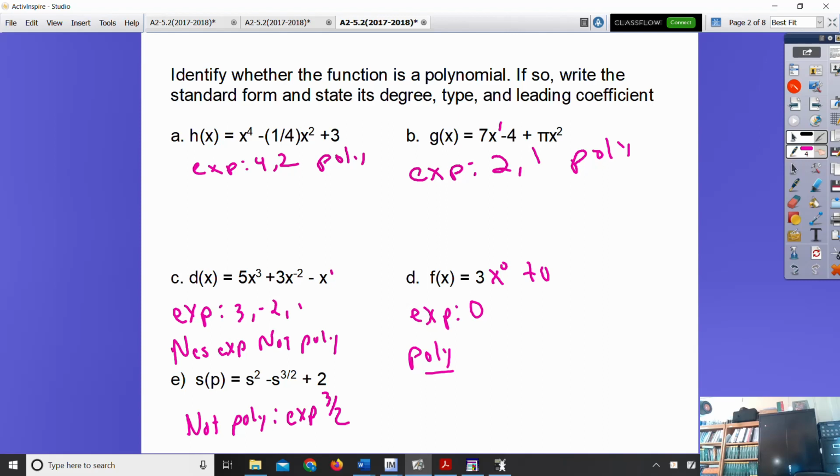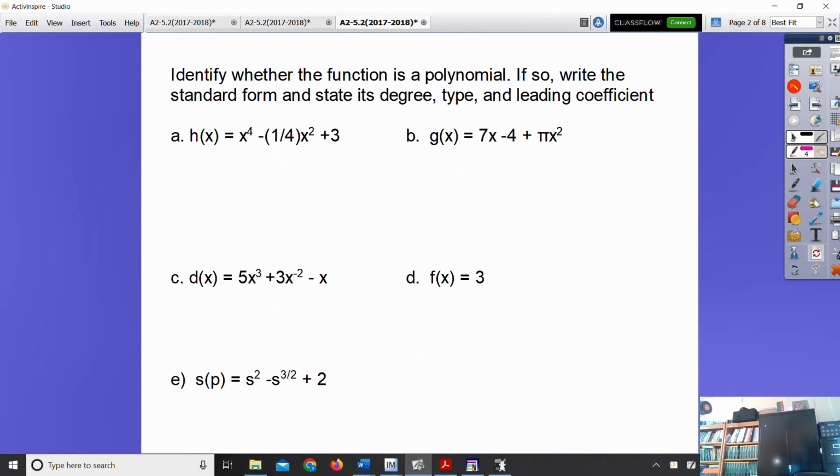All right, so we did the first part of the instruction set. It was identify whether the function is a polynomial. Second part is if so, I've got to do something to 3 of these things. If so, write the standard form, state its degree, type, and leading coefficient. So we decided example A was a polynomial. Is it in standard form?